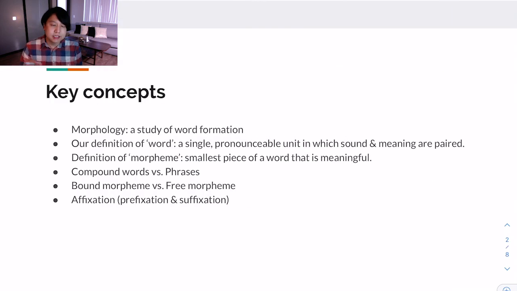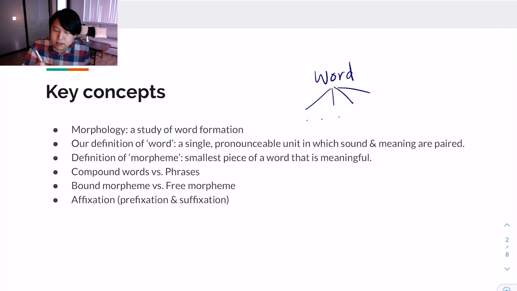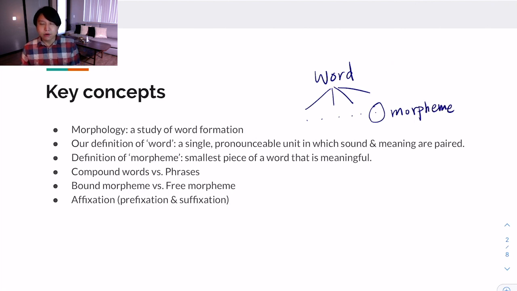Morphology is the study of word formation, how a word, which is a linguistic unit in our speech and language, is made of different parts, different subcomponents of a word, which are called morphemes. However, there is no universal definition of what a word is because it's a very fuzzy, blurry concept. It differs by language. In our class, our definition of a word is a single pronounceable unit in which sound and meaning are paired.